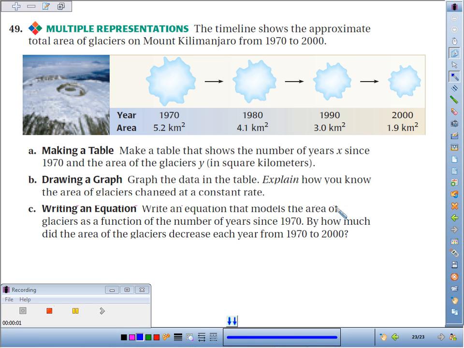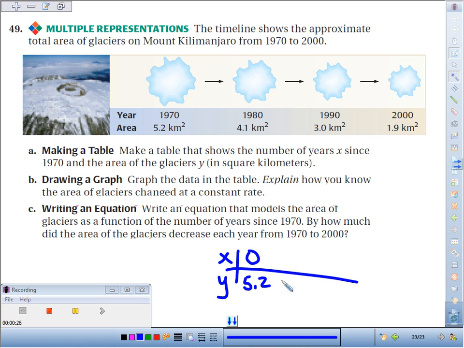49. The timeline shows the approximate total area of glaciers on Mount Kilimanjaro from 1970 to 2000. Make a table that shows the number of years, x, since 1970, and the area of the glaciers, y, in square kilometers. So x is years since 1970, y is the area. So since 1970 would be 0 years since then. That's kind of the beginning of the study.